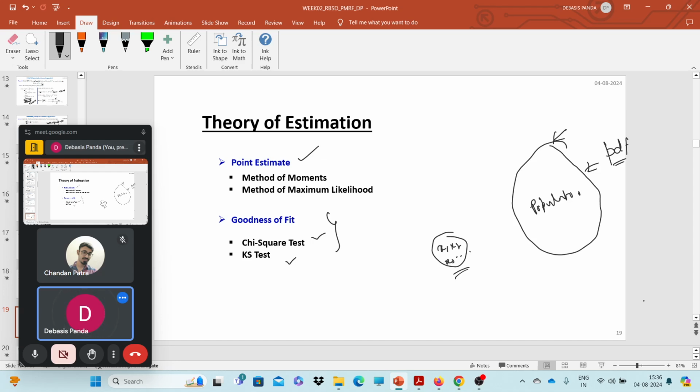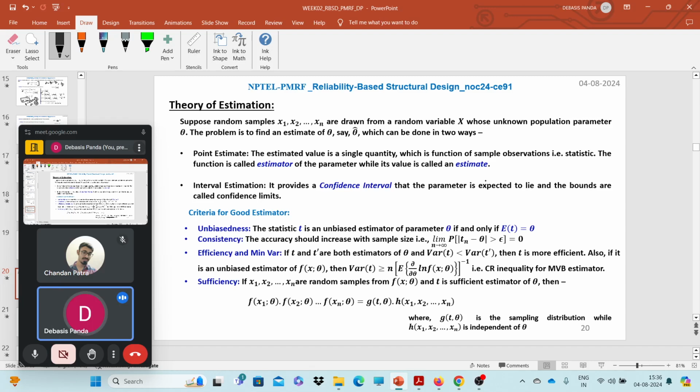Okay, so here that things are written, like, if we have some random samples x1, x2, ..., xn drawn from a variable x, that means the population variable, and the population will follow that distribution, and whose parameter, let's say theta, is the parameter of this population, and we need to find out the best estimate of theta. Say, for example, the best estimate of theta, we say theta hat. So how can we find it out? So there are like two ways.